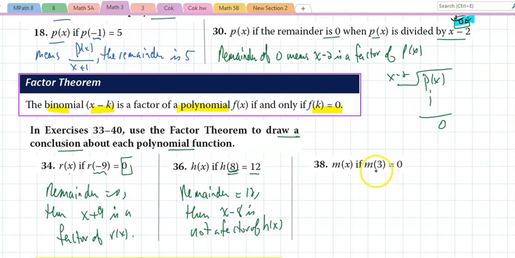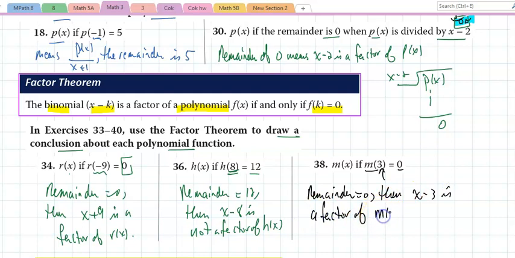How about here? If I take m of 3 and I get a remainder of 0, that means x minus that is a factor of m of x.